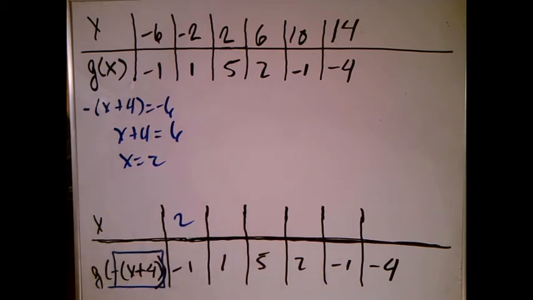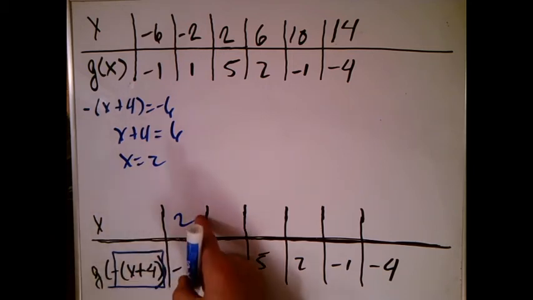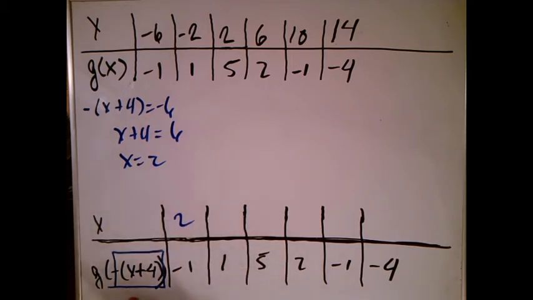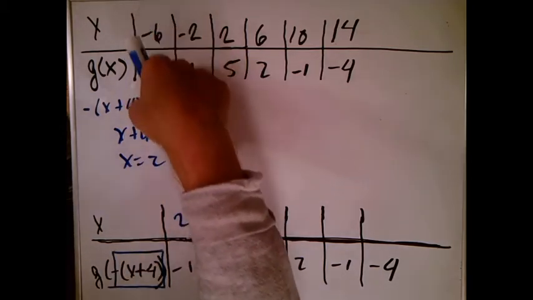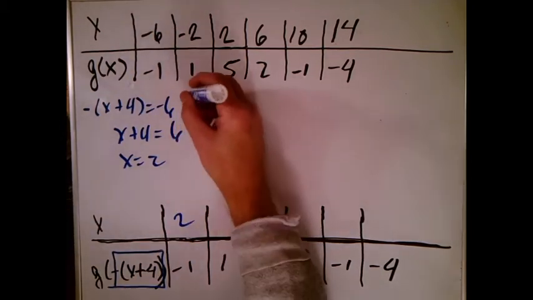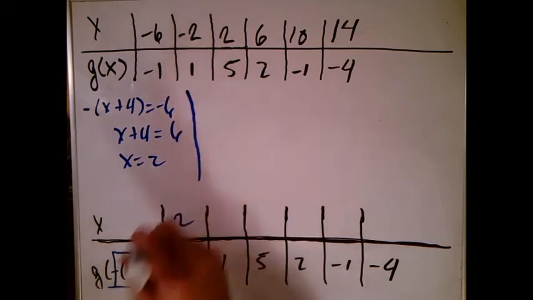I get 2. Now I'm just going to double check that, by the way. When I take 2 and plug it in here, I get g of minus 6. And the first table tells me that g of minus 6 is minus 1. All right. We'll do another one, then we'll try to get a pattern.